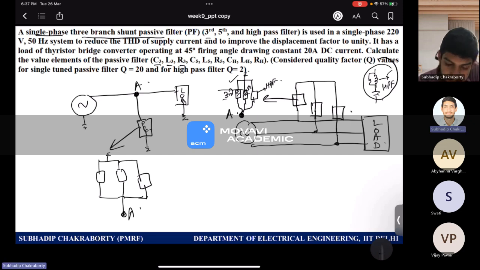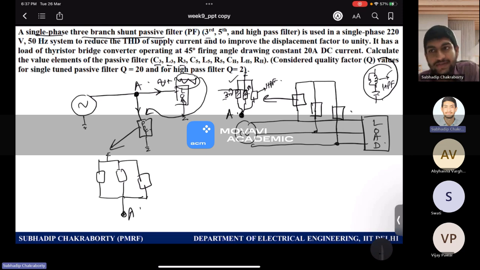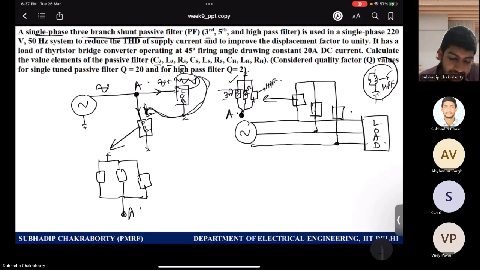This is A. So I hope this configuration is clear. The load will draw nonlinear currents, that is sinusoidal plus some harmonics, and these harmonics will be absorbed by the low impedance shunt path of this passive power filter, such that on the supply side we get sinusoidal currents.